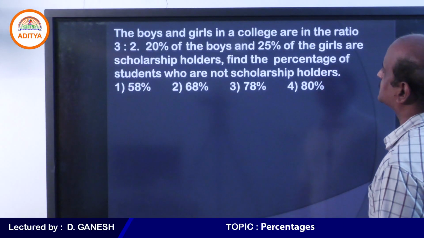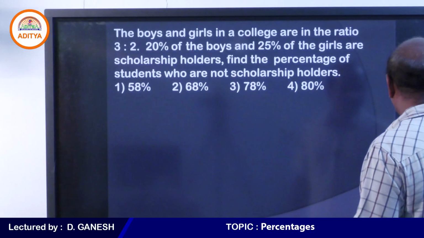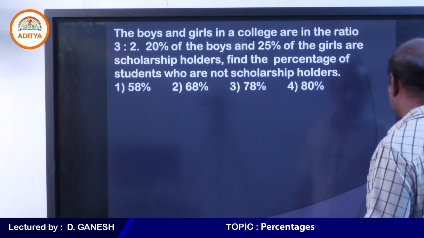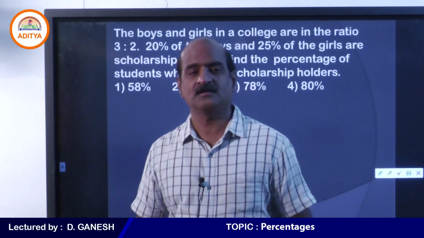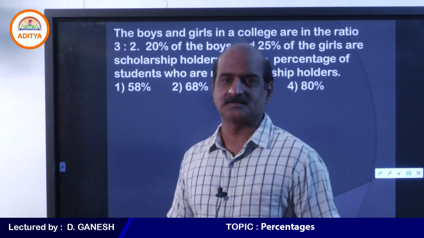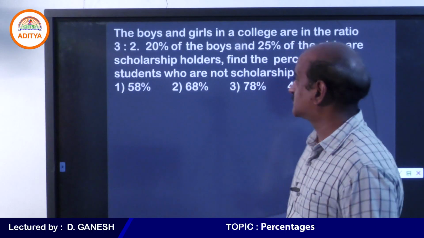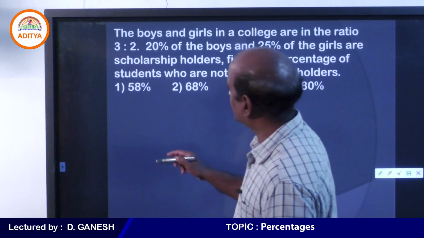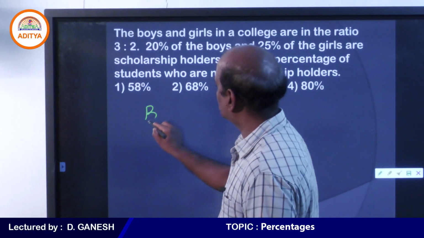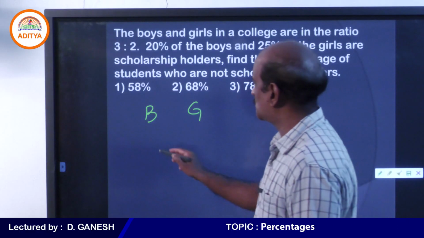Now, just look at this question. This is a very important question, my dear students. You might remember this particular question we already handled in percentages. Now I think you will get the perfect command of this question. The boys and girls in a college are in the ratio 3:2.